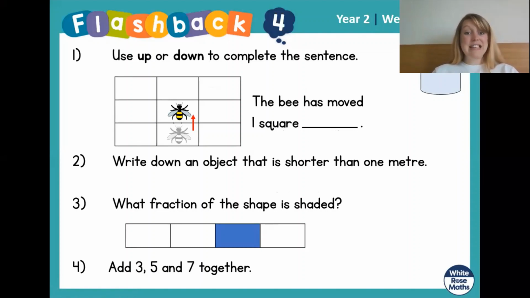Are you ready for the answers? So the first question, of course, the bee has moved 1 square up. Now, it's got various objects here for anything that could be shorter than 1 metre. So we're looking for things like a rubbish bin, a board game, a cat or dog, those kinds of things. 1/4 of the shape is shaded, and 3, 5 and 7 altogether make 15.